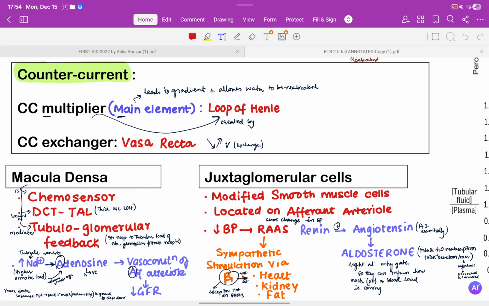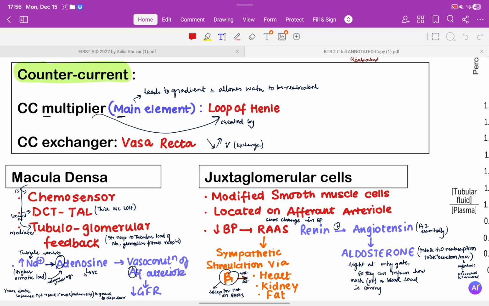Now juxtaglomerular cells. Juxtaglomerular cells are modified smooth muscle cells and they are located on the afferent arteriole. What's the function? When there is a decrease in BP, it activates the RAS, the renin angiotensin aldosterone system. So what does angiotensin do? The name itself suggests that it will tense, right? It will cause vasoconstriction. So if you tense the vessels, what will happen? The blood pressure will increase.